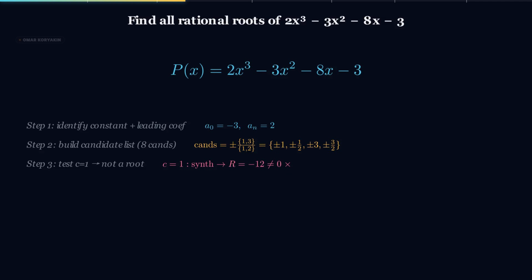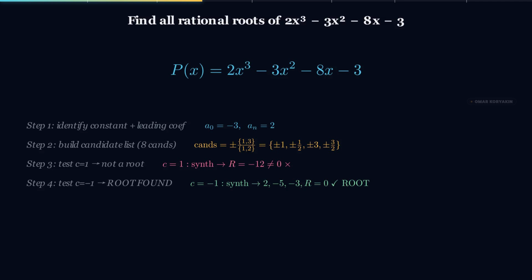Test C equals 1. Synthetic divide P by x minus 1. Coefficients 2, -3, -8, -3. Bring down 2. Multiply 2 times 1 equals 2. Add -3 plus 2 equals -1. Multiply -1 times 1 equals -1. Add -8 plus -1 equals -9. Multiply -9 times 1 equals -9. Add -3 plus -9 equals -12. Remainder is -12, not 0. So C equals 1 is not a root.